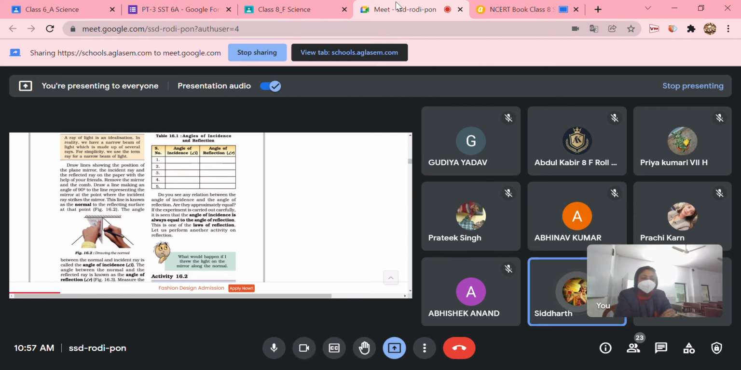Ma'am, these two angles will always be equal. This angle that the incident ray is making with the normal and the angle that the reflected ray is making with the normal will always be the same, whatever may be the angle. So suppose there is a plane and a ray of light is falling at an angle of 45 degrees with the normal.